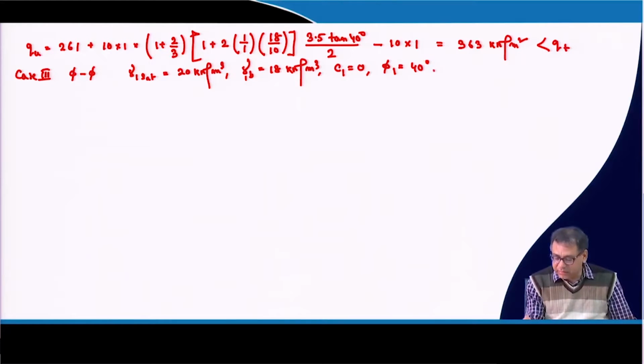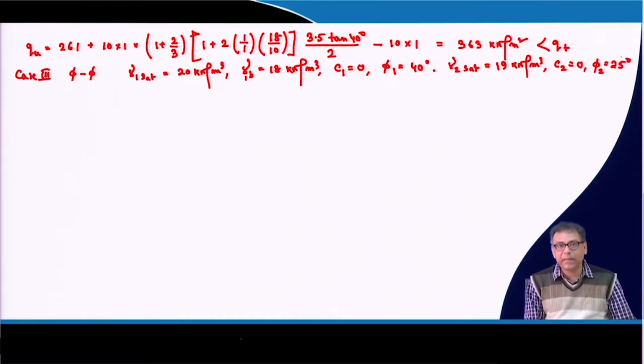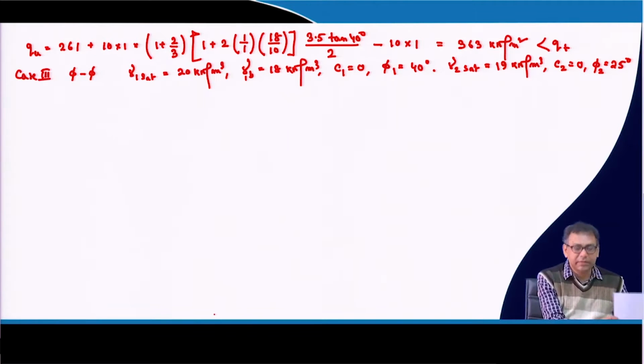Foundation is 2 by 3 rectangular foundation. Now, you are given the second layer, which will definitely be below the water table. So, gamma 2 sat will be equal to 19 kilonewton per meter cube, and C 2 value is 0, phi 2 value is 25 degree. Now, we have to again determine the q ultimate.